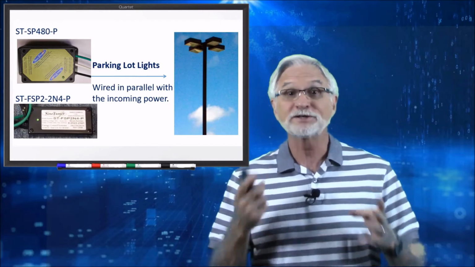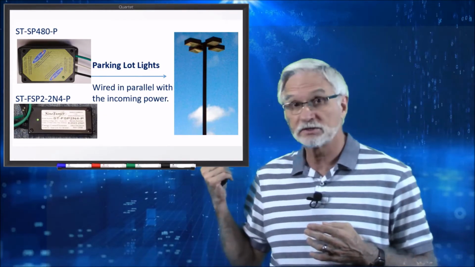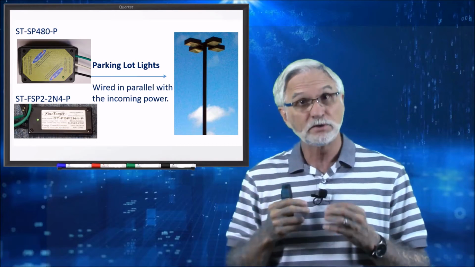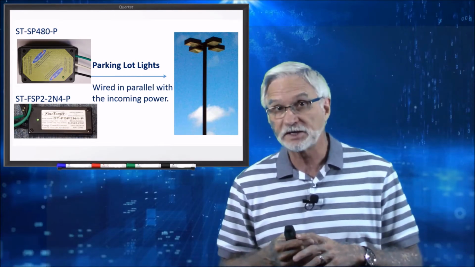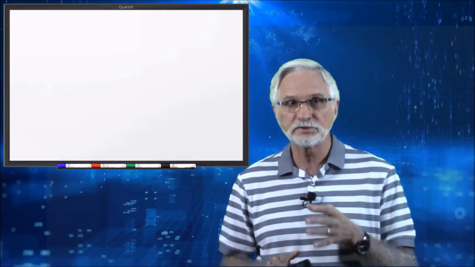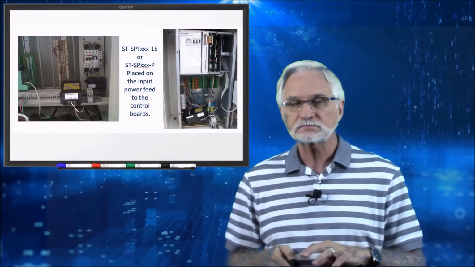How about parking lot lighting? High mast parking lot lighting. A pretty fair area for application of Sinetamer units. Typically, we're looking at usually a 480 volt. We can do the SP480-P or a smaller unit as required.